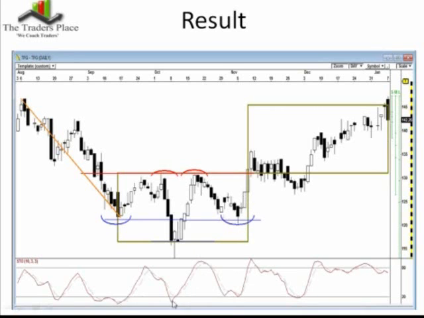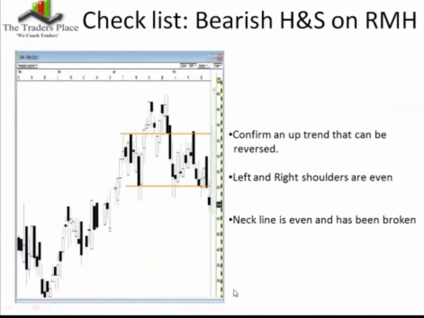So every time the market bottomed out, the lows were slightly higher each time. Now that would be considered a confirmation pattern for this particular head and shoulders. It is not essential, it is just nice to see that.